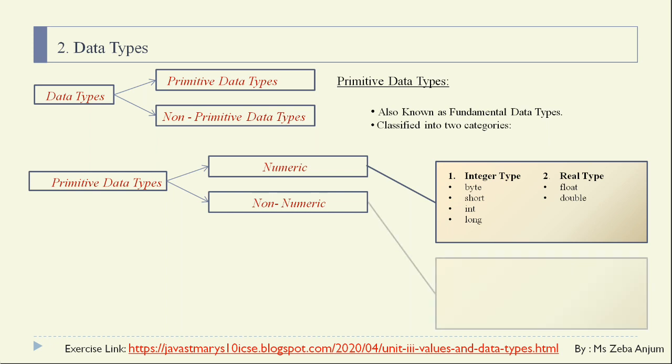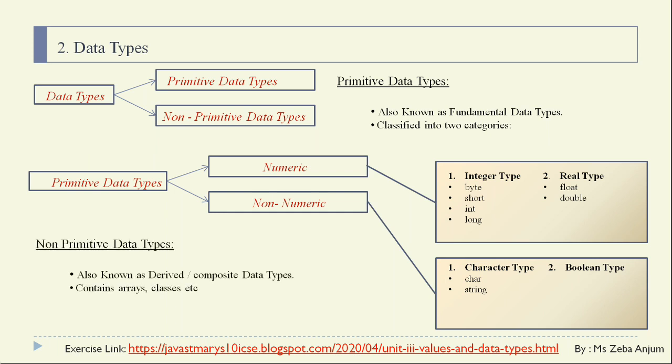Now for non-numeric data, the first one is the character type. Either it is a character or a sequence of characters, both come under the character type. Secondly we have the boolean type. Boolean means either it is true or it is false.